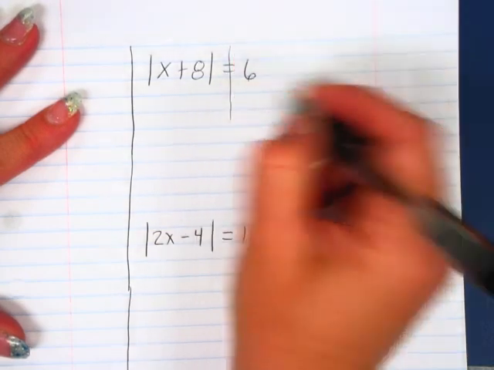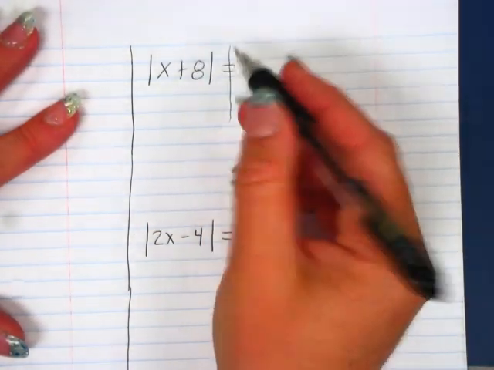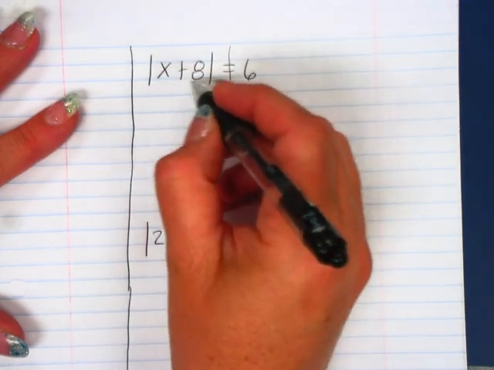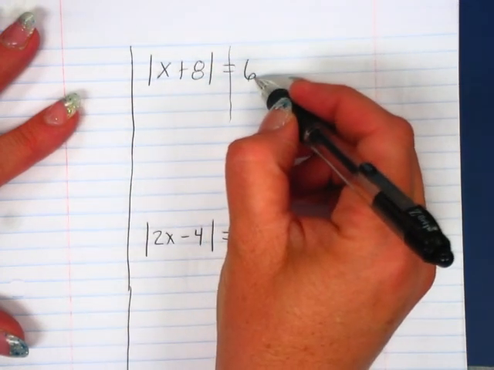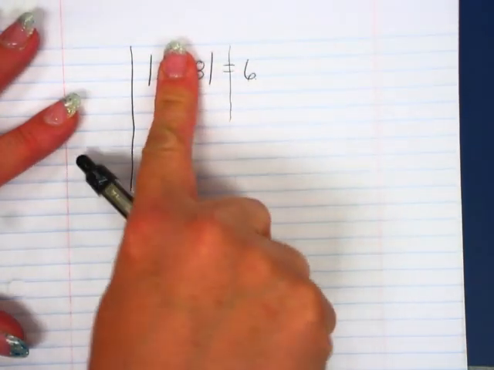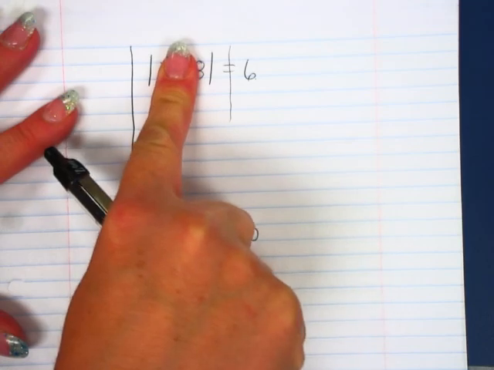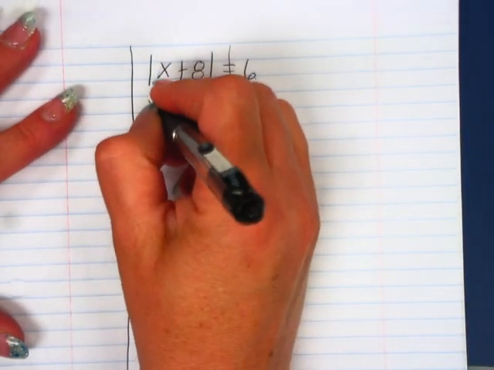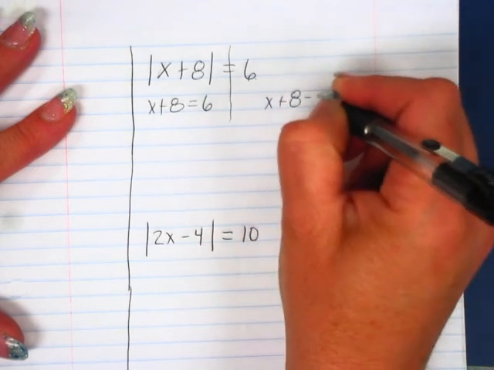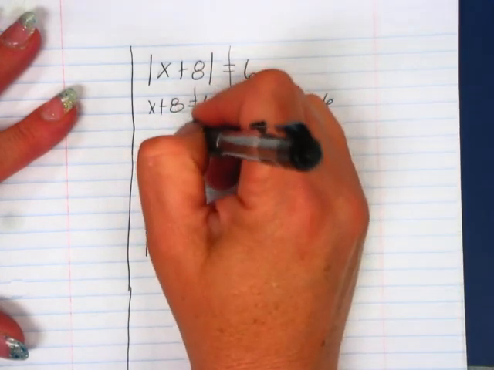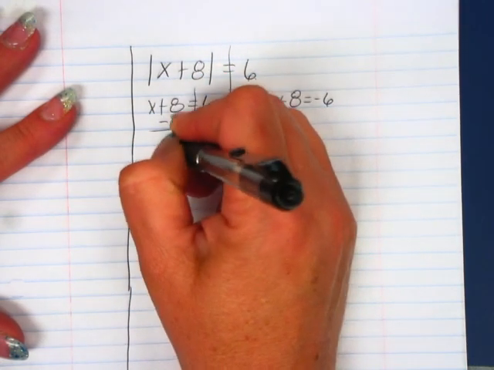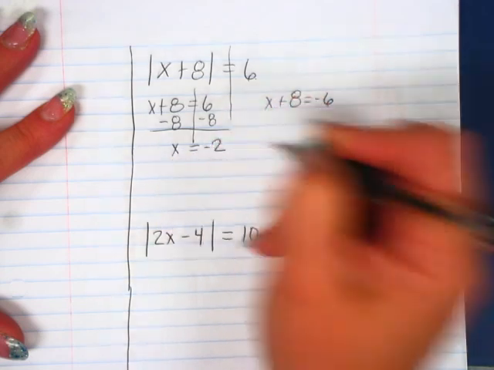So again, we're looking at, well, we don't need a mirror, I'm apologizing there. We know that whatever's inside here has to equal 6. So it has to be 6 or negative 6 because the absolute value of 6 is 6 and the absolute value of negative 6 is 6. So x plus 8 equals 6 and x plus 8 equals negative 6. Solving, adding an 8, the opposite would be subtracting the 8. So x equals negative 2.